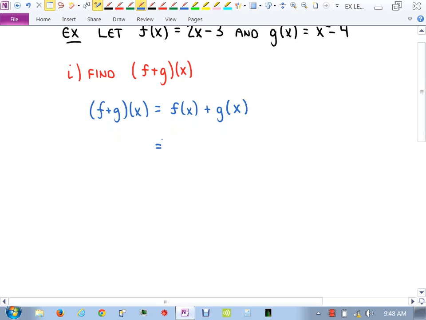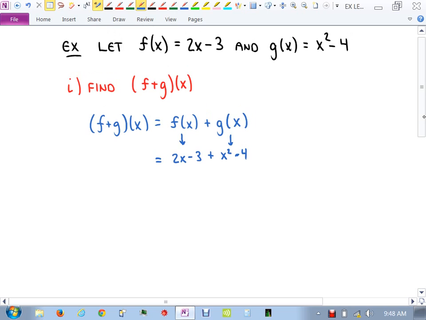Now, what is the f function? So I'm just going to rewrite what f is right here. 2x minus 3 plus, now what's my g function? X squared minus 4. Right? And now all I have to do is look at that and collect like terms and put it in descending order, and I'm done. There's nothing more to this, all right? Just add them up. So let's collect some like terms together. The only thing that I can collect is the negative 3 and the negative 4, right? That gives me a negative 7.